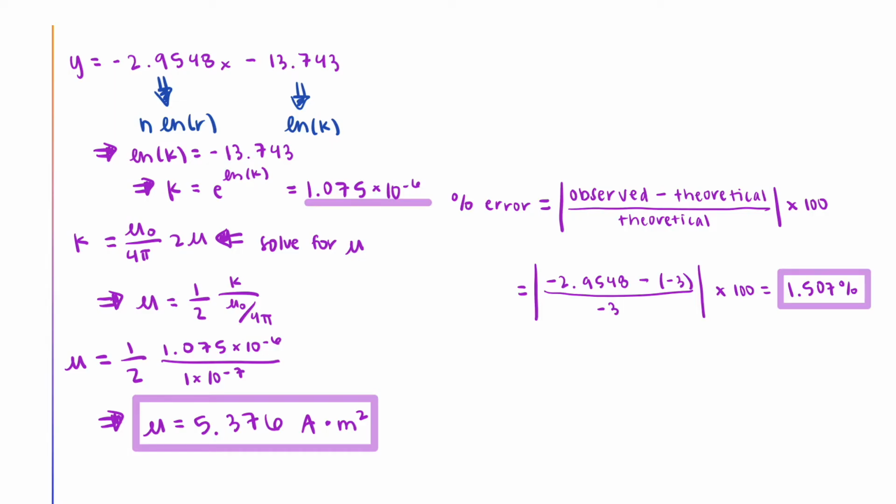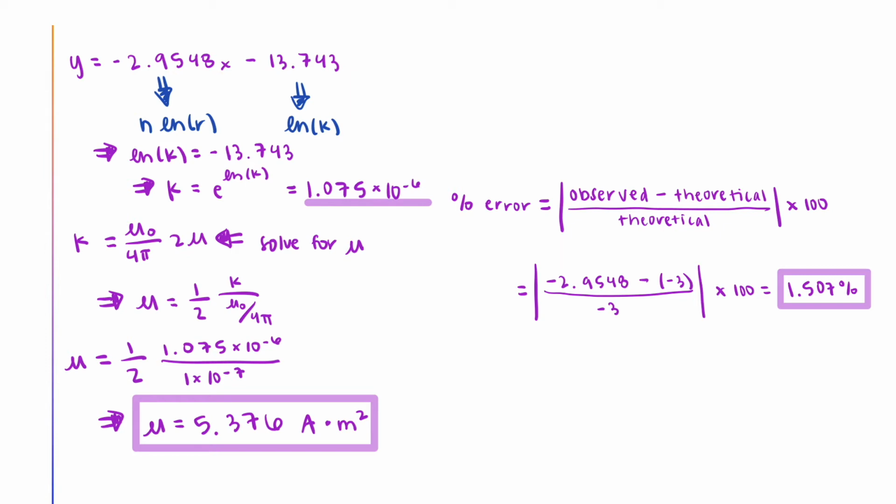So for the initial calculations, you just go back over this equation from the trend line before, and you're looking for k. So you do your ln k, which is the y-intercept here, and you solve for k through that. And then you know that k equals mu 0 over 4 pi times 2 mu, and then you rearrange that to solve for mu and plug in your values. You get mu equals 5.376. This is the dipole moment of the bar magnet.